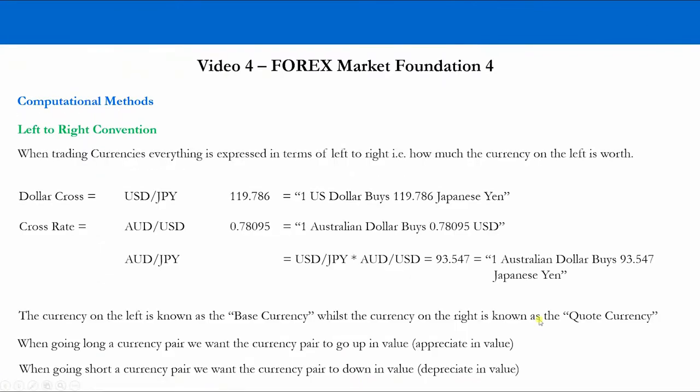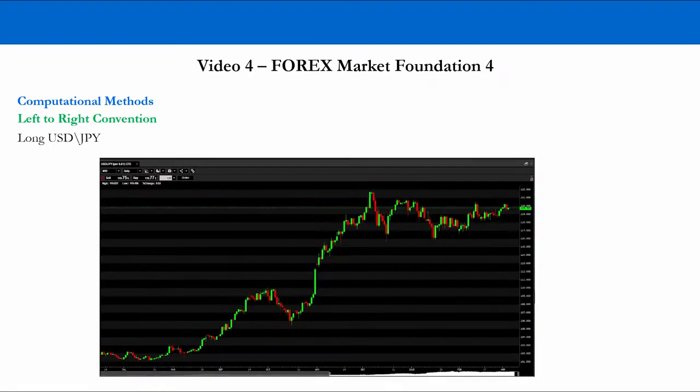So the left to right convention is pretty important. Just make sure you understand the left to right convention, how everything is expressed in terms of the currency on the left. The currency on the left is known in the Forex market as the base currency, and the currency on the right is known as the quote currency. When we're going long a currency pair, we want it to go up, and when we're going short a currency pair, we want it to go down.